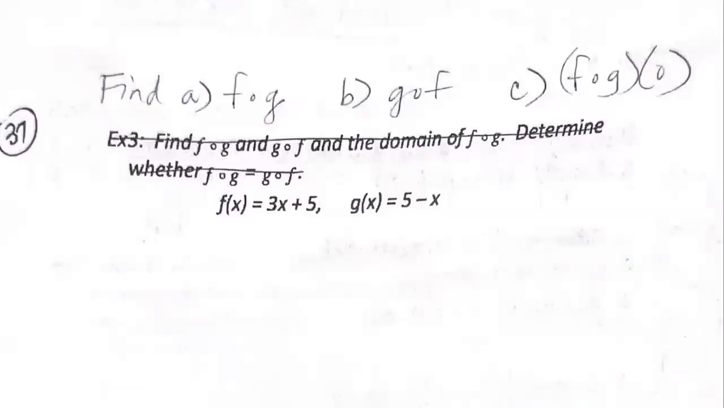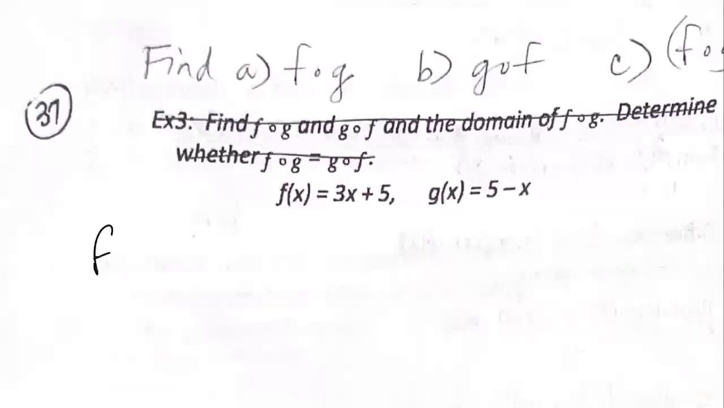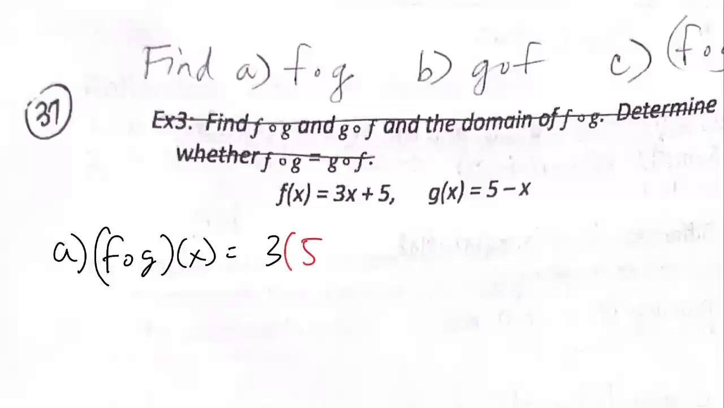So this one says find f of g and g of f, and then f of g of 0. Okay, so let's do f of g first. For a, f of g of x means we're going to take 3 times and plug in g. So that means it's going to be 3 times 5 minus x plus 5, meaning I took my function g and plugged it into my function f. That's what f of g means.